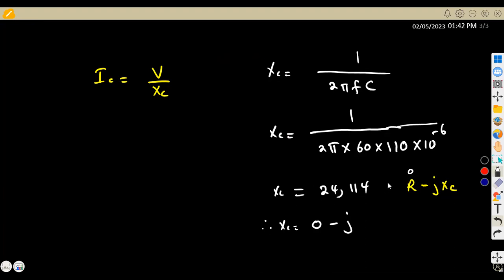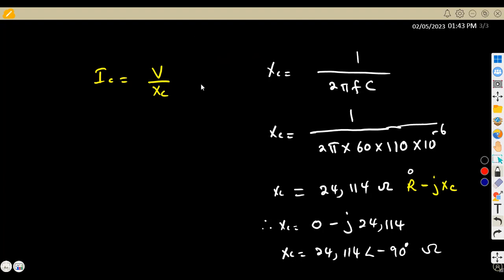XC, the one that we got here, is 24.114 ohms. Okay, so this is your XC. You convert this to polar form, or if you know that it's a capacitor, guys, it lags by 90 degrees. So our XC is supposed to be 24.114 angle of minus 90 degrees. Or if you do not know this, then let's get back to our calculator.